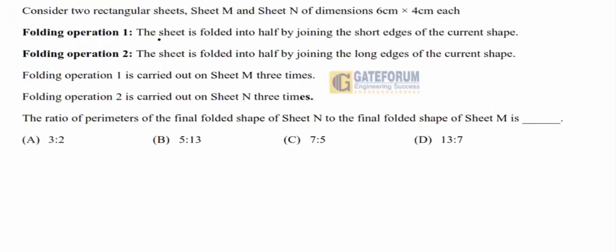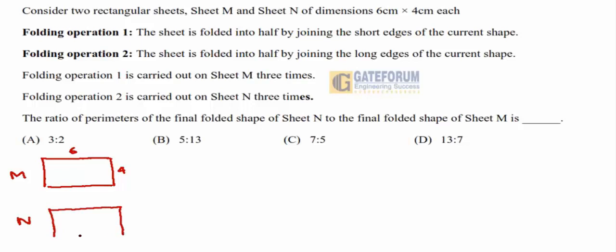Next, construct two rectangular sheets, sheet M and sheet N, of dimensions 6 centimeters into 4 centimeters each. So basically, the sheets are tentatively of this dimension. This is, suppose, sheet M, where this is 6 and this is 4. And let us suppose this is sheet N of the same dimension. This is 6 and this is 4.